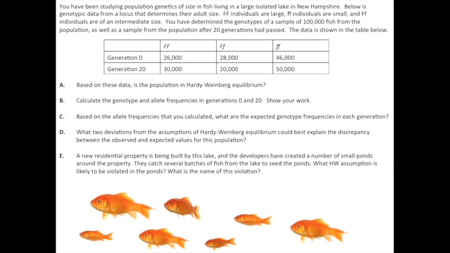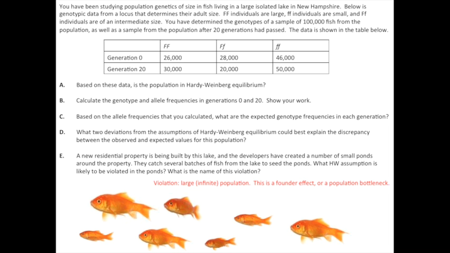And now, for the last part of the question. A new residential property is being built by this lake, and the developers have created a number of small ponds around the property. They catch several batches of fish from the lake to seed the ponds. What HW assumption is likely to be violated in the ponds? And what is the name of this violation? The ponds are described as being of small size and will violate the large population assumption.